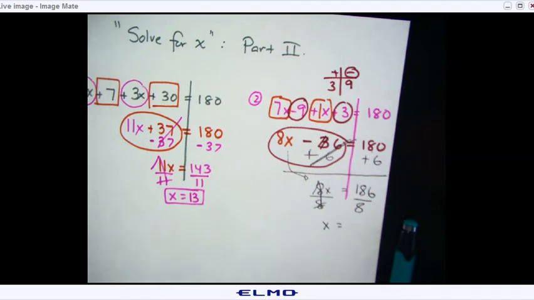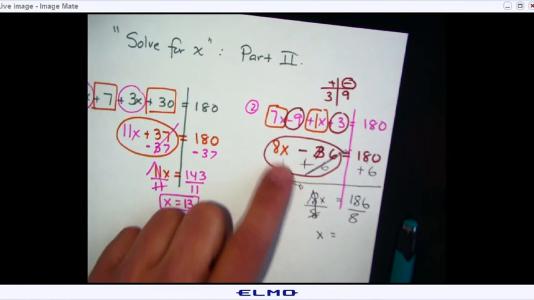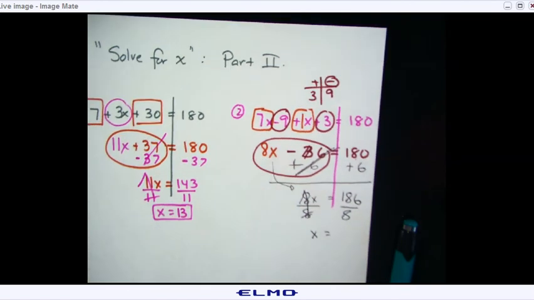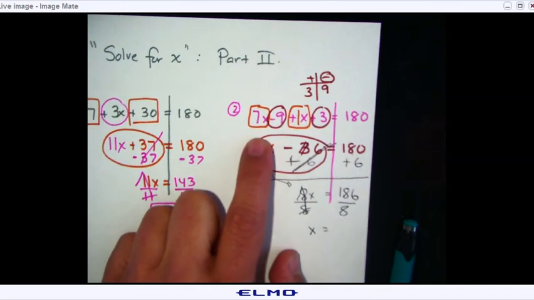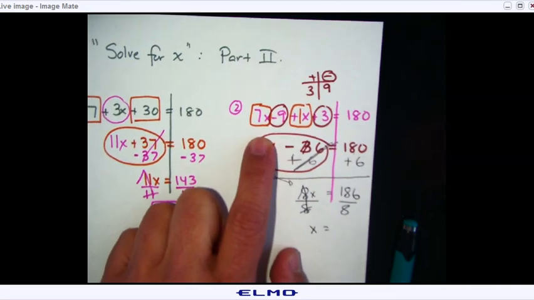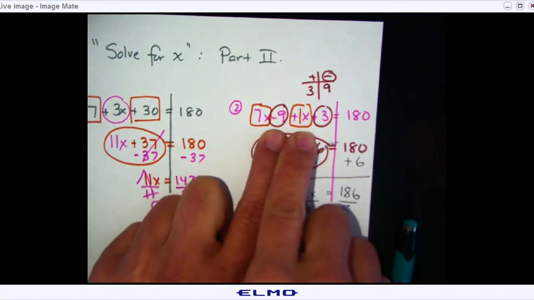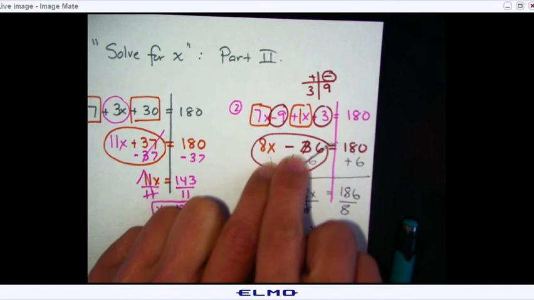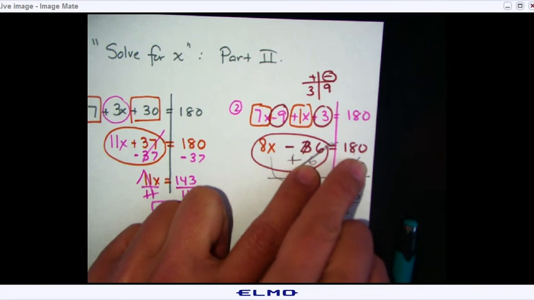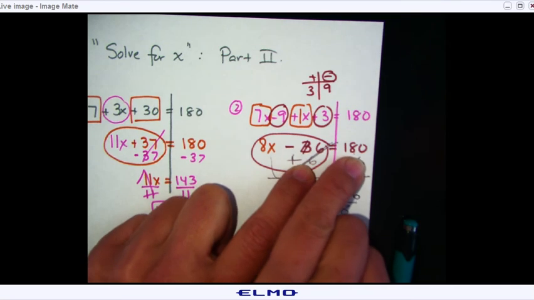Wait. Something happened. Did I do something wrong? Hold on. It shouldn't be that. Let me see if I got that too, and then I was like, did I do something wrong? It should be perfect. Let me see. 7x minus 9 plus 1x plus 3. All right, 8x minus 6 equals 1. What happened there? Oh, you know what? I did the wrong problem.